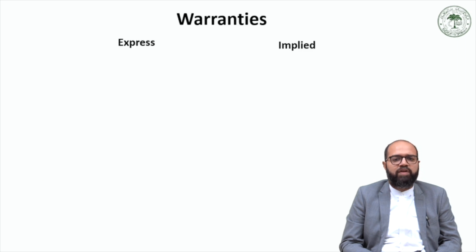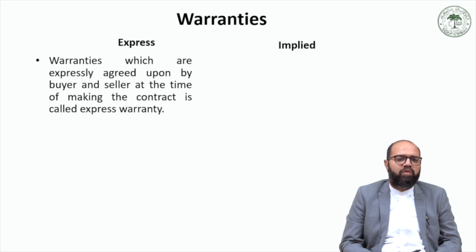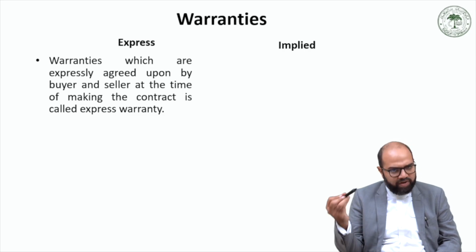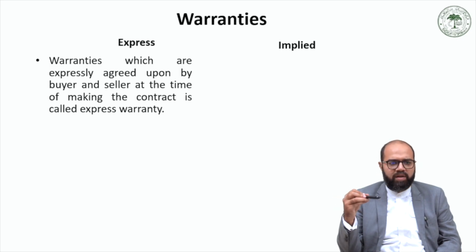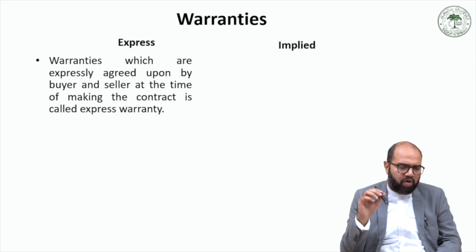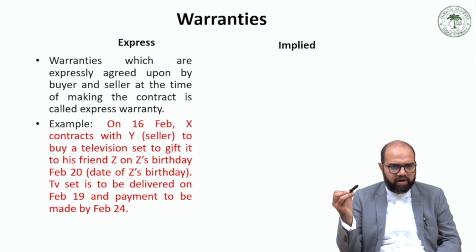Now we shall be moving on to implied warranties, but before that, let us differentiate them from express warranties. Express warranties are those which are expressly agreed upon by the buyer and seller at the time of making the contract. When a provision is included in the contract itself related to a particular stipulation, maybe of quality, price, time of delivery, payment of price, it can be many things, but when it is a part of the contract, it is known as an express warranty.